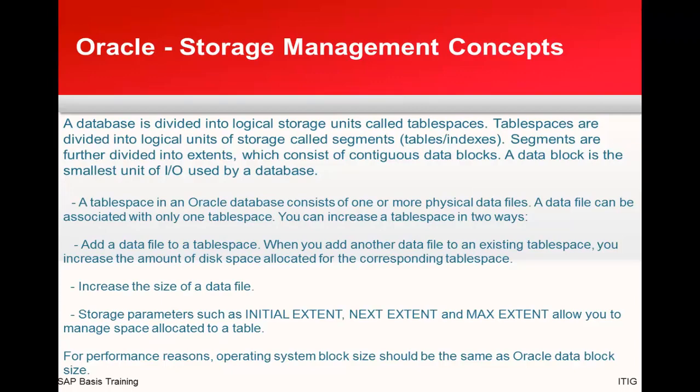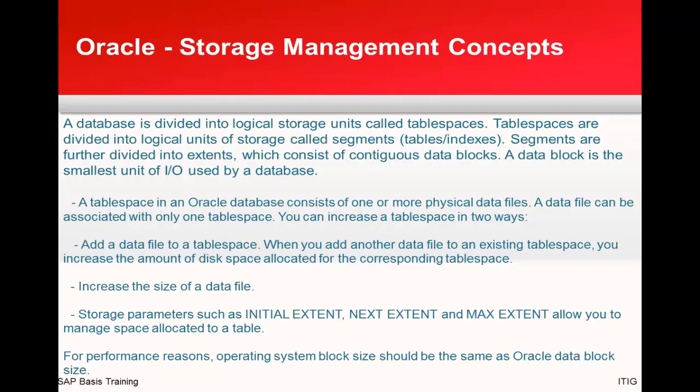Segments are further divided into extents, and these consist of contiguous data blocks. The data block size may vary, say 8 or 16 or 32, depending on your database and on the read write operations that you want to perform. The next is about the table space. A table space in an Oracle database consists of one or more physical data files, so there are multiple data files on different disks. A data file can be associated with only one table space. You can increase a table space by increasing the size of a data file, or you can add a data file to a table space.